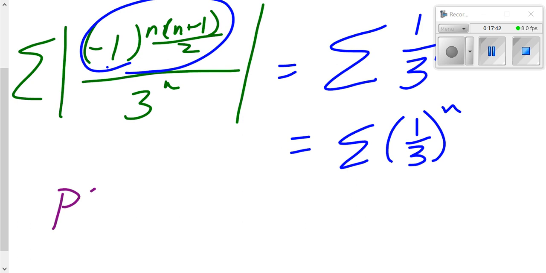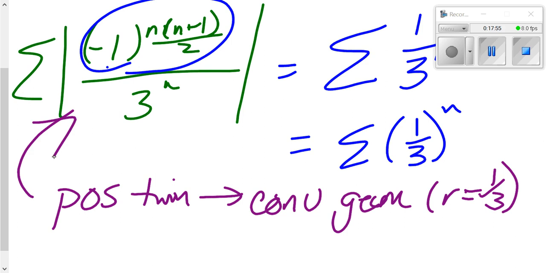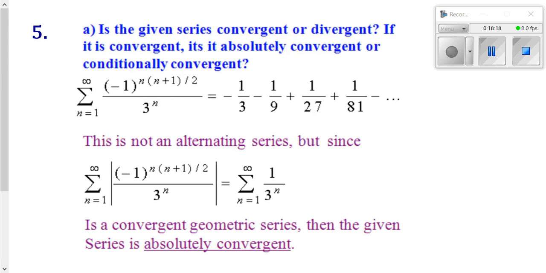So that positive twin is a convergent geometric series with r equal to 1/3. Which means that this series, although it's not alternating, it's not going positive, negative, can be described as being absolutely convergent, because the series that results from the absolute value is convergent. Therefore, the original series is what is called absolutely convergent.